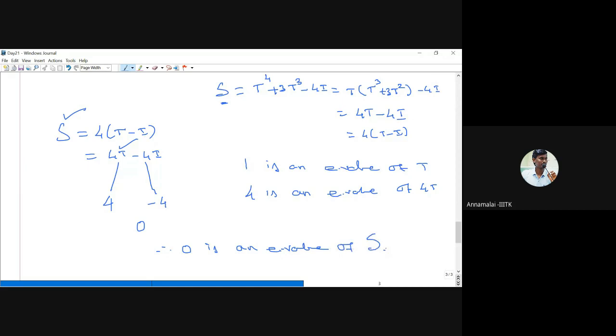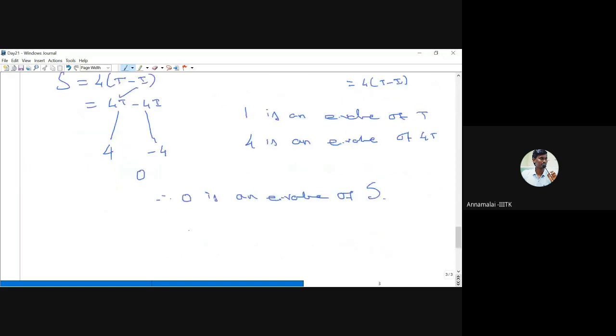Since the product of the eigenvalues is nothing but the determinant, the determinant of S, we can view it as a matrix. That means this linear transformation can be viewed in matrix notation. So this should be 0. Since the determinant is 0, therefore S is not invertible.